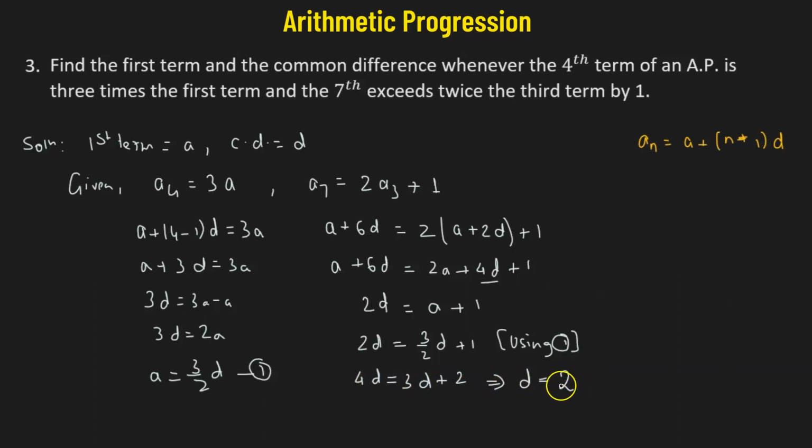2. So we have obtained the common difference, and we can substitute this value back into equation number 1, which will give us the value of a. So a will be 3 over 2 times the common difference, which is 2. So that means we have the first term given by 3. So this is the value of the first term, which is 3, and the common difference, which is 2. Let's move on to the next problem.